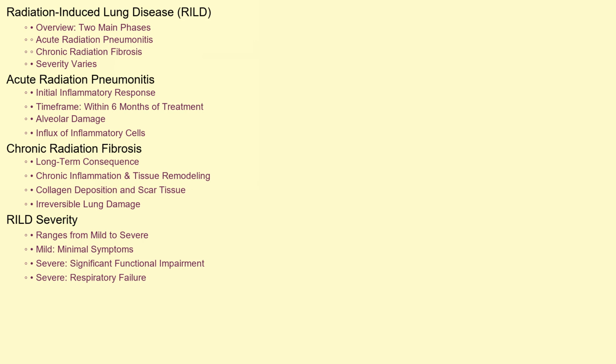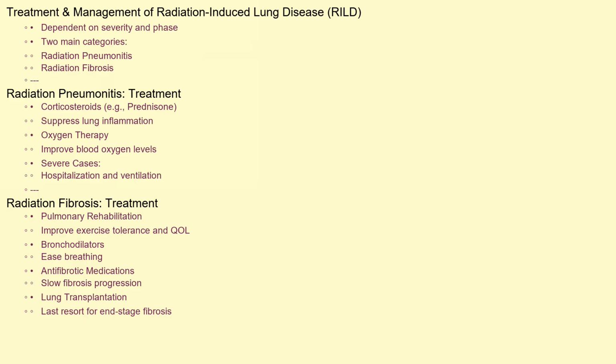and respiratory failure. The treatment and management of radiation-induced lung disease depend on the severity of the condition and the phase it is in. For radiation pneumonitis, corticosteroids, such as prednisone, are often the mainstay of treatment. These medications help to suppress the inflammation in the lungs. Oxygen therapy may be necessary to improve blood oxygen levels. In more severe cases, hospitalization and mechanical ventilation may be required.